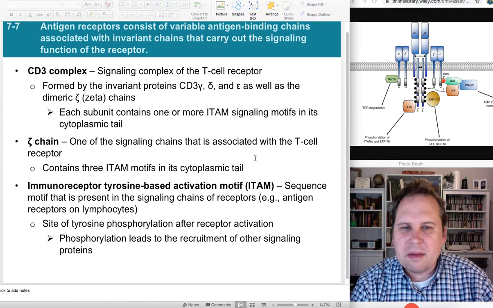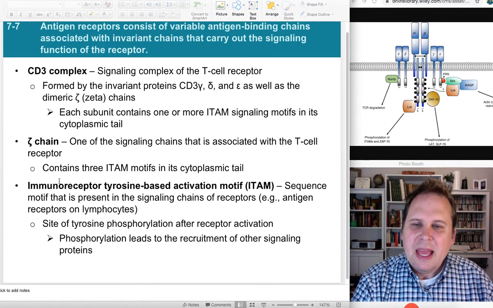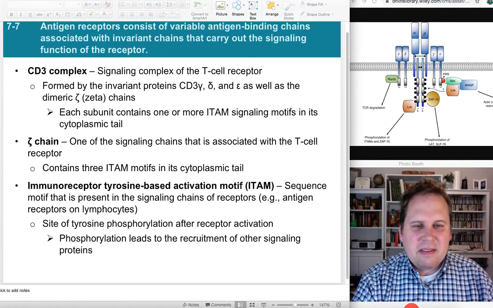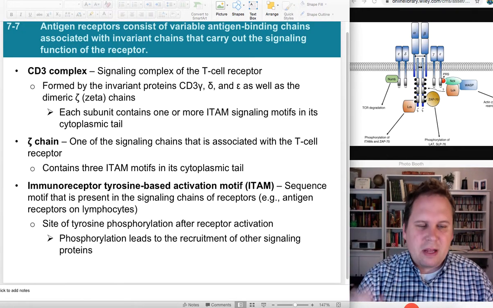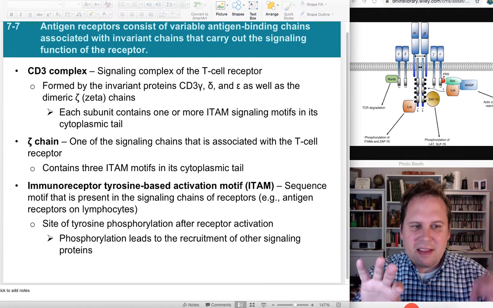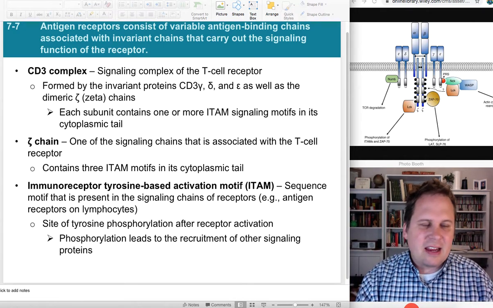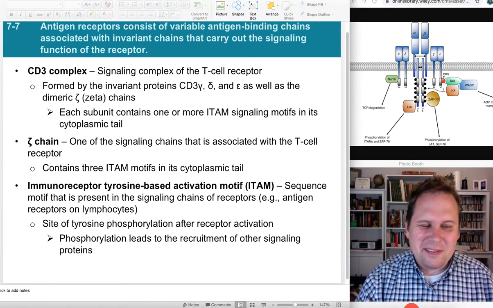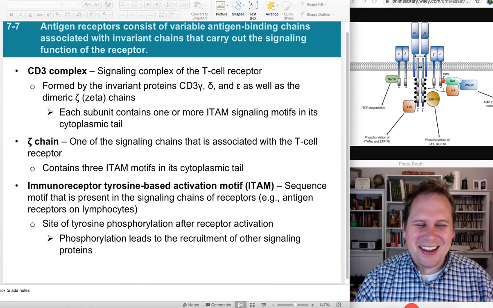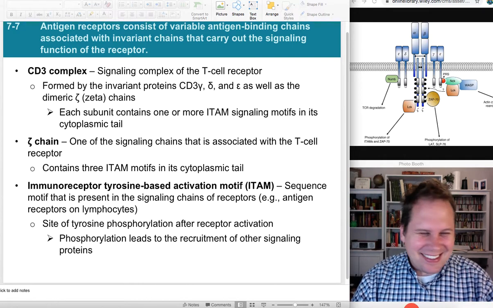Let's go back up. Here we go. Immunoreceptor tyrosine-based activation motif. So an ITAM is something that is always going to activate the protein when it gets phosphorylated. And it's always going to have a tyrosine. That's the thing that'll get phosphorylated. And it can have two. Actually, ITAMs tend to have two. Sorry, got carried away there for a sec.